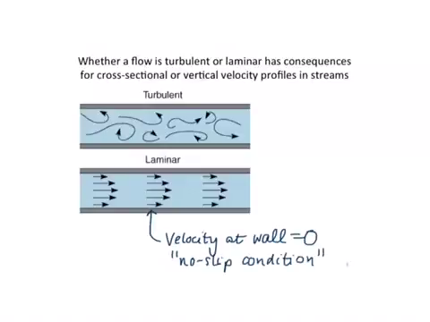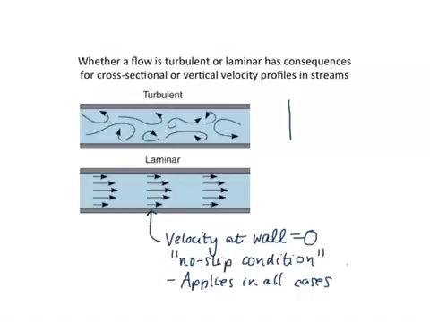Now, the no-slip condition doesn't just apply to laminar flow. It also applies to turbulent flow. It applies in all cases, in fact. The reason why this top diagram doesn't show streamlines going to 0 near the walls is that this is a phenomenon that happens very close to the wall within turbulent flow.